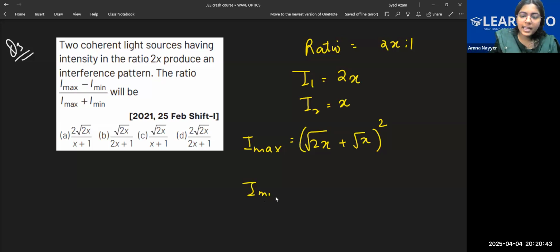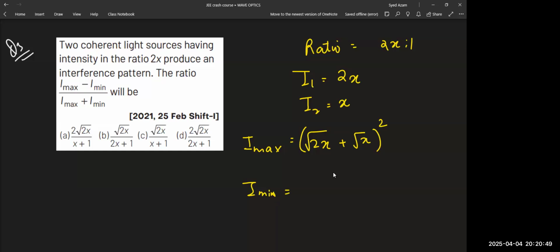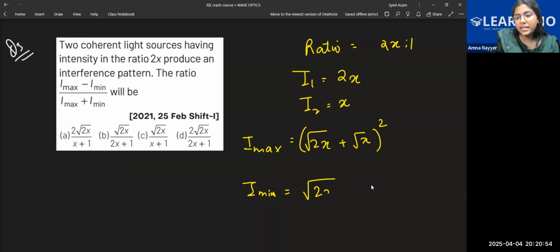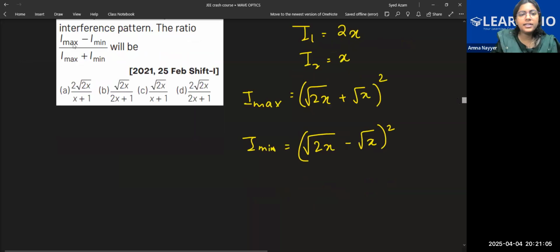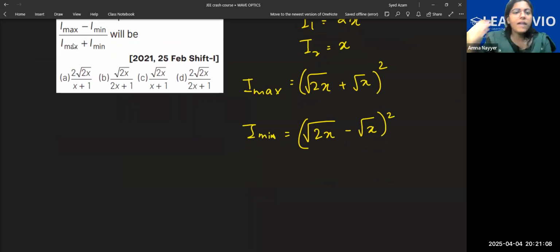And I minimum, Mira, you only tell for minimum? Root 2x minus root x the whole square. See, this is simple to solve. We just have to take the differences between these two and then we have to add it. Usually the question says I maximum by I minimum. Right now the question is saying you take I maximum minus I minimum.